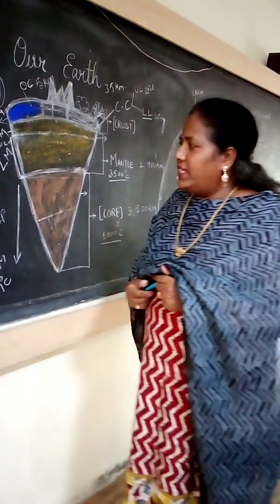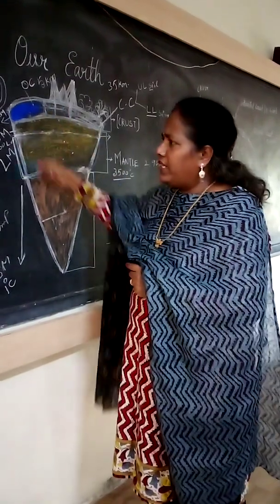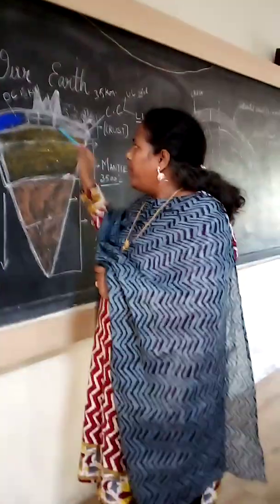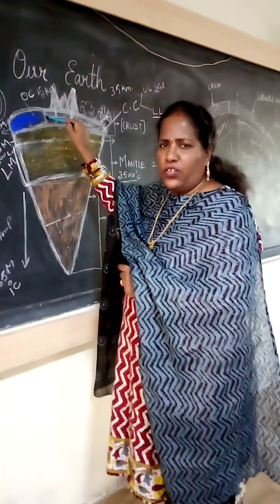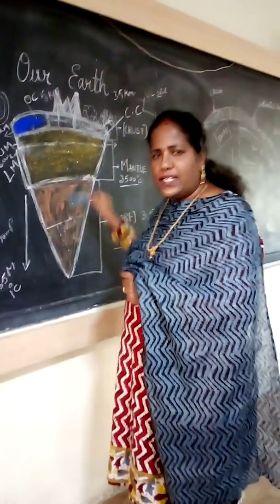Now see here, we discussed the 3 layers. How do you know these 3 layers? Based on the availability of the minerals. We can see only the continental crust. Only the crust area, you know. We don't know these 2 areas. These 2 layers are there inside.